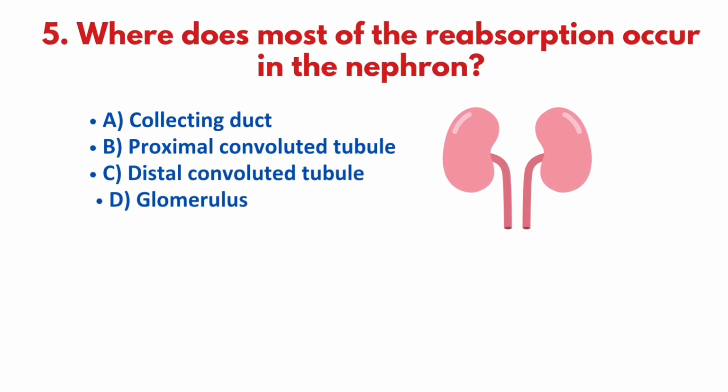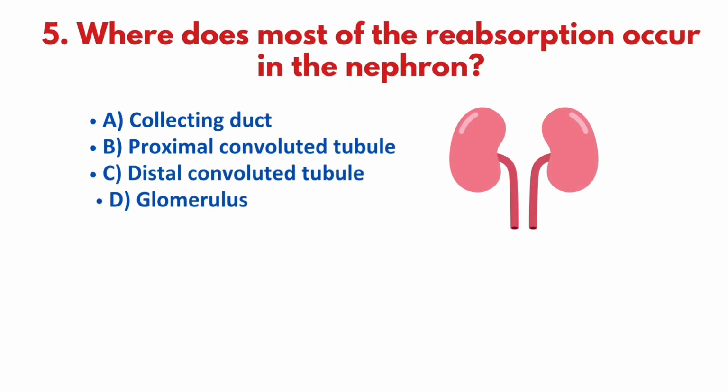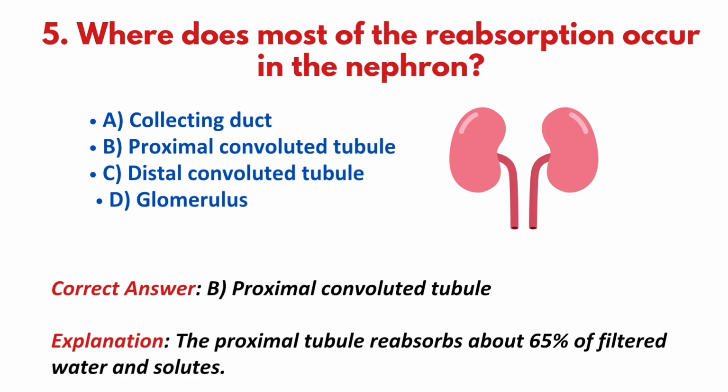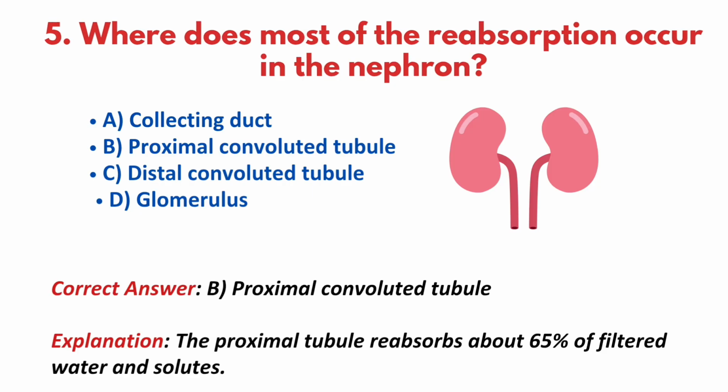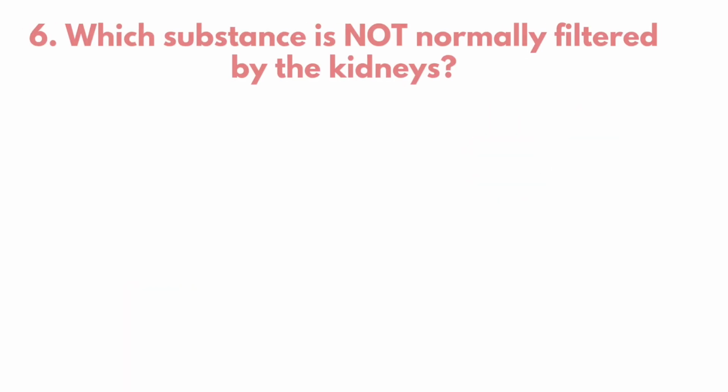Question number 5. Where does most of reabsorption occur in the nephron? Options are collecting duct, proximal convoluted tubule, distal convoluted tubule, and glomerulus. And the correct answer is option B, proximal convoluted tubule. The proximal tubules reabsorb about 65% of filtered water and solutes. So the correct answer is option B.